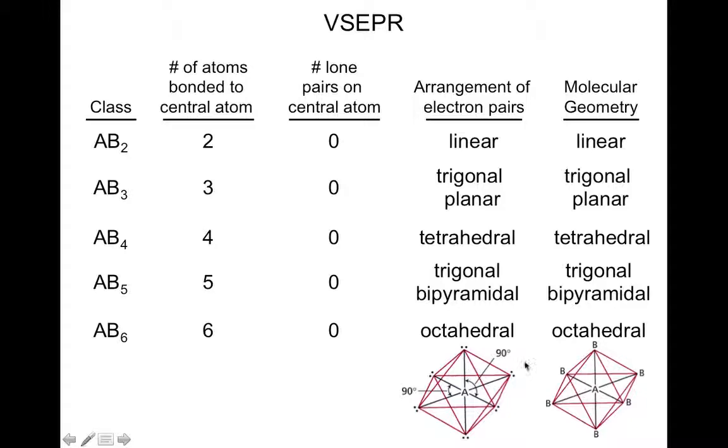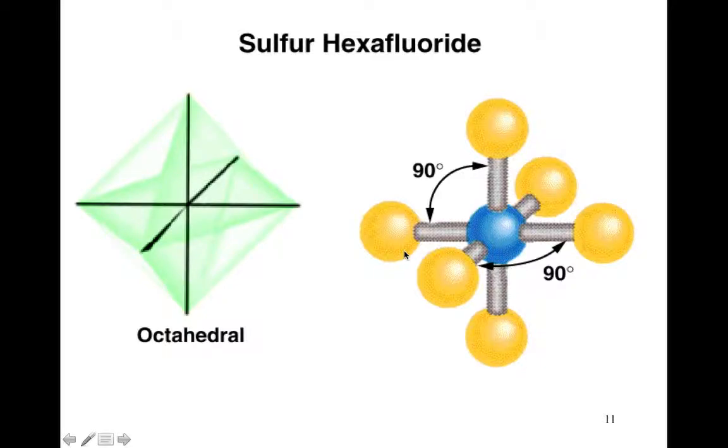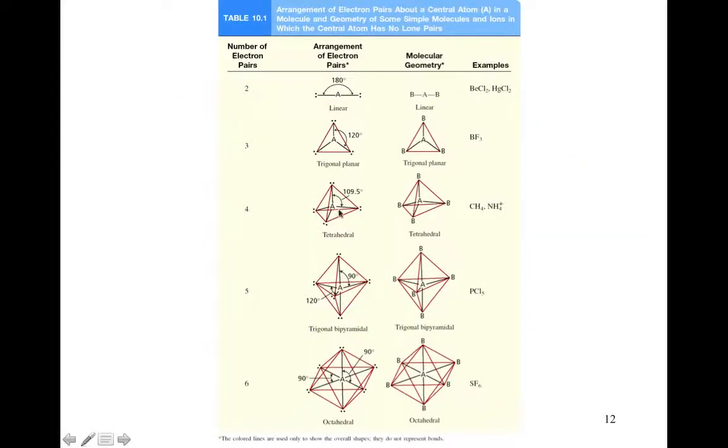That's octahedron. So here you have an octahedron. So we call it octahedral, 8-sided shape. And so here's your example for something with AB6: sulfur hexafluoride. Sulfur's in the middle. There's 6 fluorines all around it. And you can see we're pretty much in a 90-degree bond angle. And so here they are kind of comparing how the shape changes, I guess, as you add more atoms bonded to the central atom.